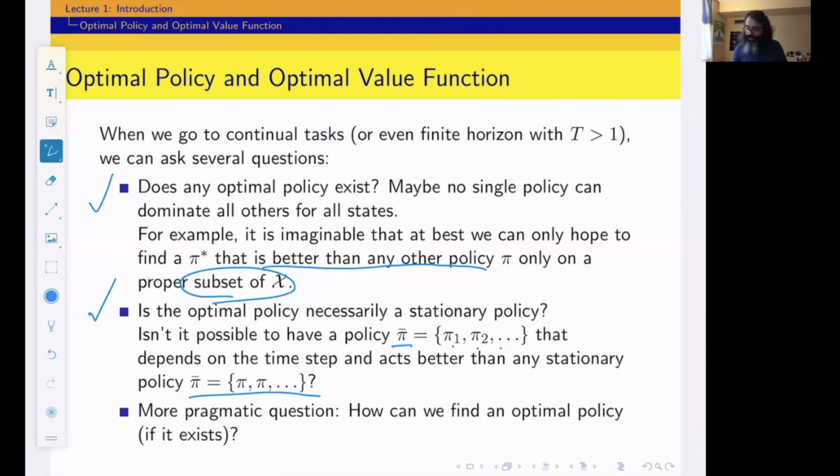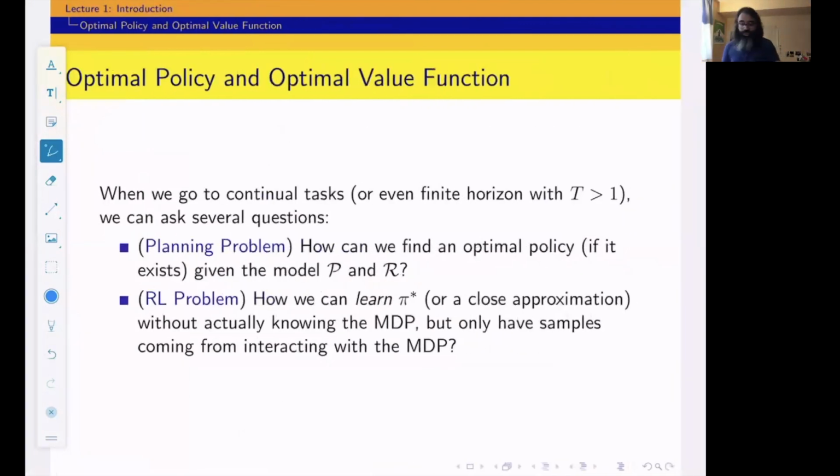And I guess the other question is how we find the optimal policy. When the task is continual or finite horizon, how can we do it? When t is equal to 1, it was easy. So we differentiate in two setups, and I think this is important. One is how we find the optimal policy if we know the model, we know the MDP. So we know P and R, how to find it. I call this the planning problem.